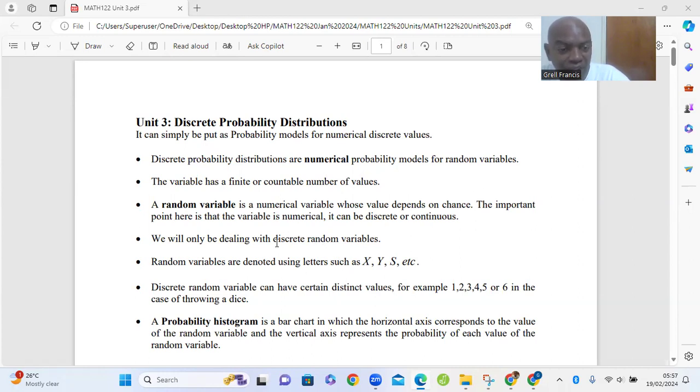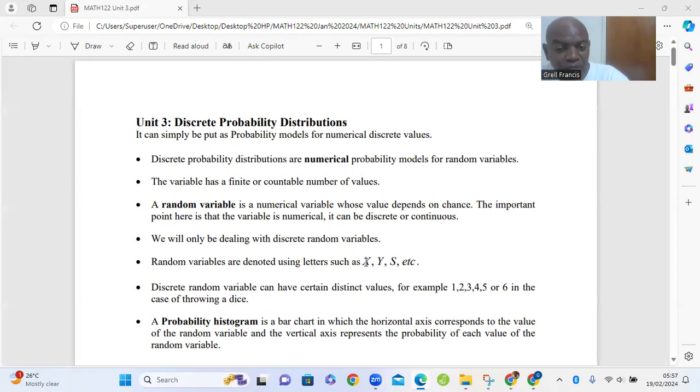Now, the important point here is that the variable is numerical. It can be discrete or continuous. But in this chapter, we're talking about discrete random variables, so we will only be dealing with discrete random variables. Random variables are denoted using uppercase letters such as X, Y, S, etc. Now, discrete random variables can have certain distinct values, for example 1, 2, 3, 4, 5, or 6 in the case of throwing a six-sided dice.